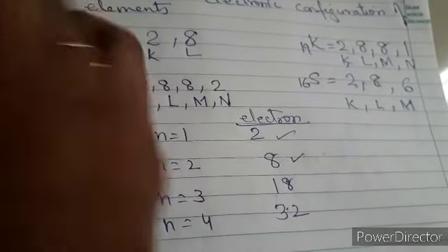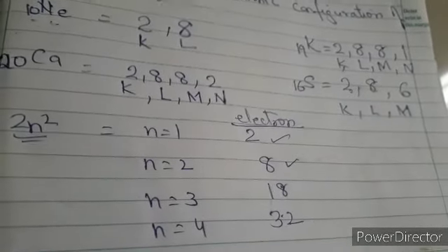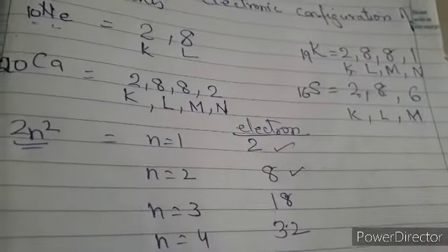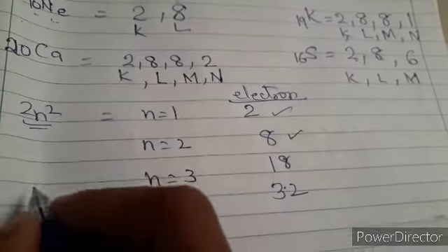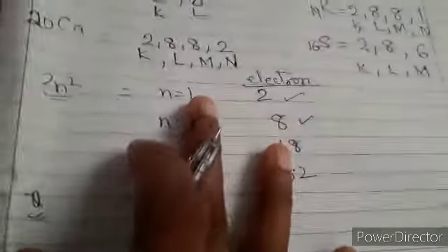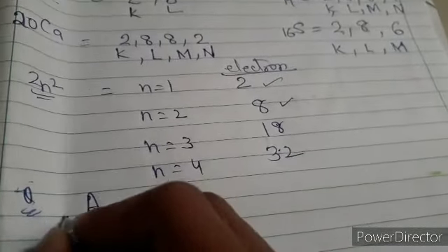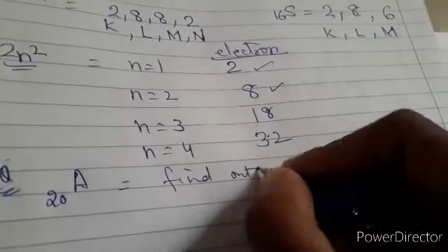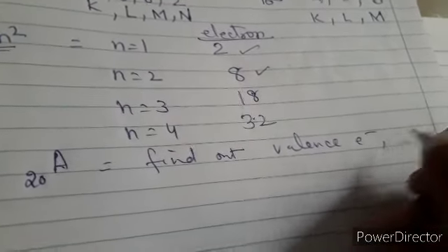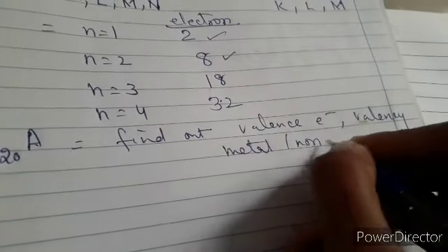Now once again we are focusing on the other ways in which questions can be asked. The definitions are prominent and can be asked no matter what definition they give you. But they ask you the same question again. Suppose I ask you that if an element A has atomic number 20, then find out its valence electrons, valency, and whether it is a metal or a non-metal. This thing you should know.